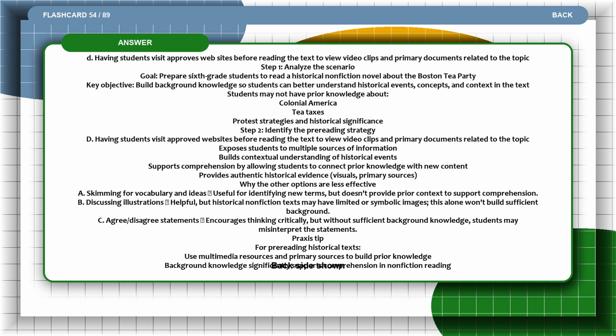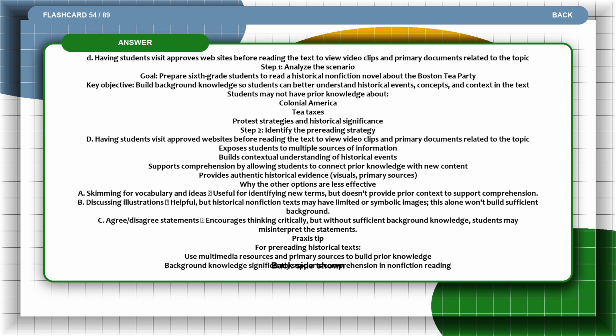Step 2. Identify the pre-reading strategy. D. Having students visit approved websites before reading the text to view video clips and primary documents related to the topic exposes students to multiple sources of information, builds contextual understanding of historical events, supports comprehension by allowing students to connect prior knowledge with new content, and provides authentic historical evidence, visuals, and primary sources. Why the other options are less effective.